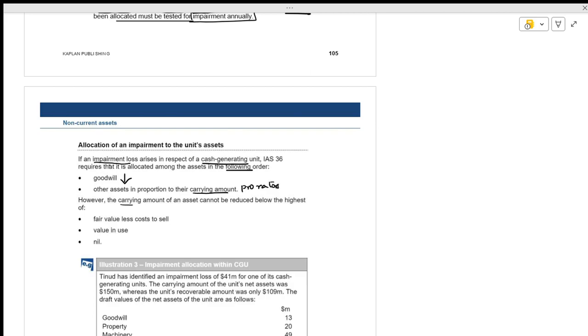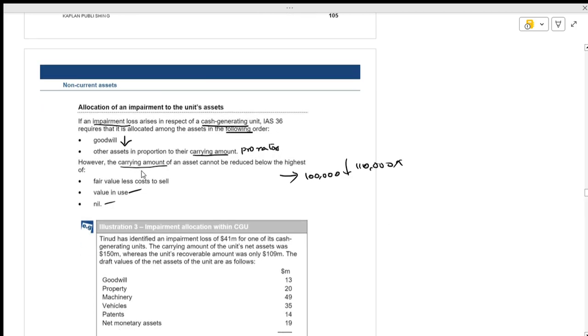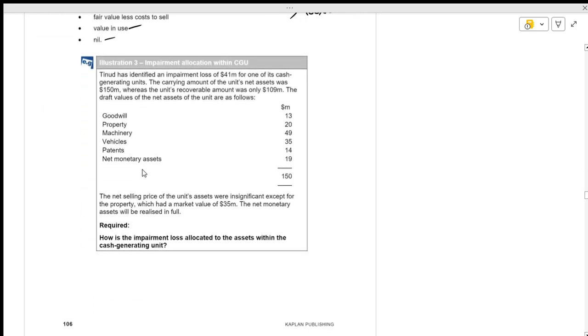However, the carrying amount of the asset cannot be reduced below the higher of fair value less cost to sell and value in use. As simple as that. If the carrying amount is 100,000, you cannot reduce the asset by 110,000. Maximum we can reduce by 100,000, not by 110,000. These are the terms and conditions which you have to take into consideration.